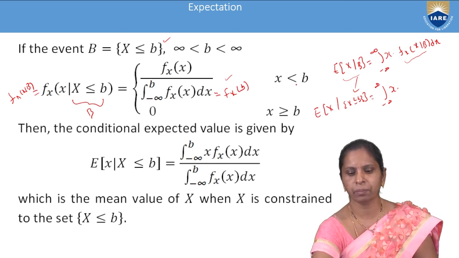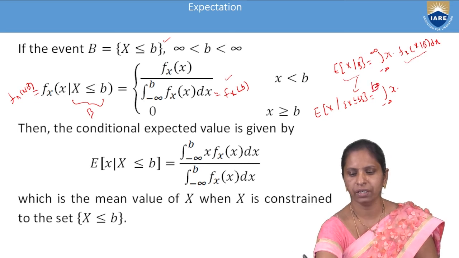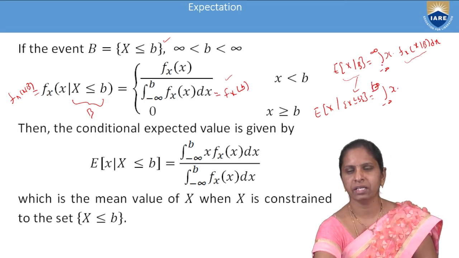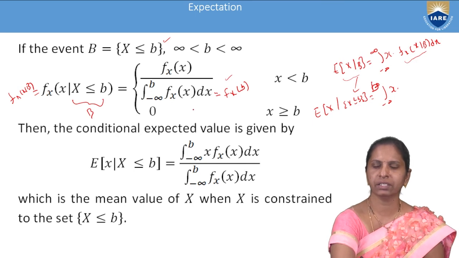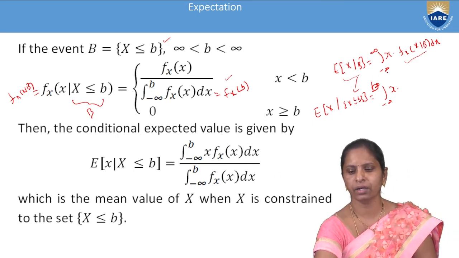So previously I have defined from minus infinity to b. So x is less than b, how can I define? So minus infinity to b. I am writing minus infinity to infinity as minus infinity to b and b to infinity. So when x is minus infinity to b, this is the conditional density function. When x is b to infinity, this is 0. That's why I have replaced the limits minus infinity to infinity by minus infinity to b. So x into fx of x by b.